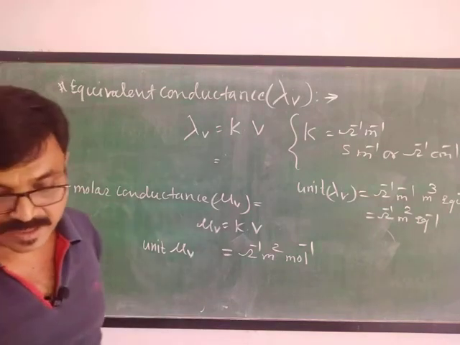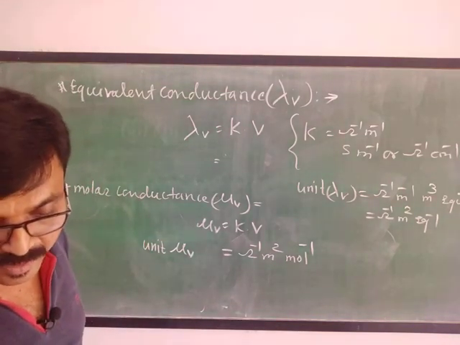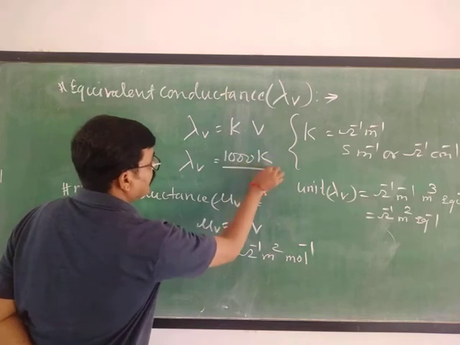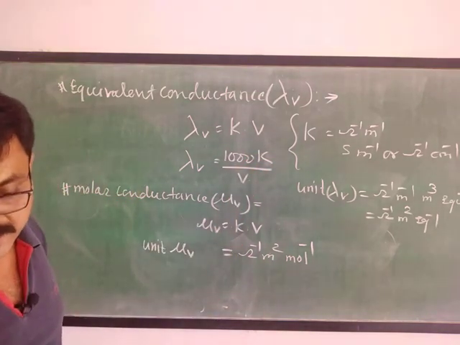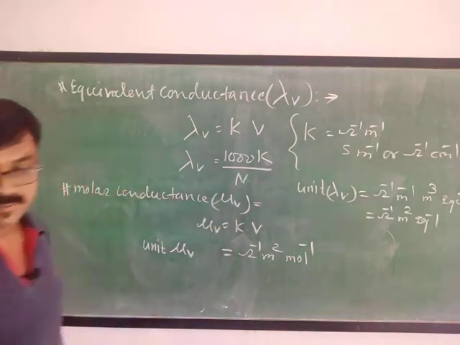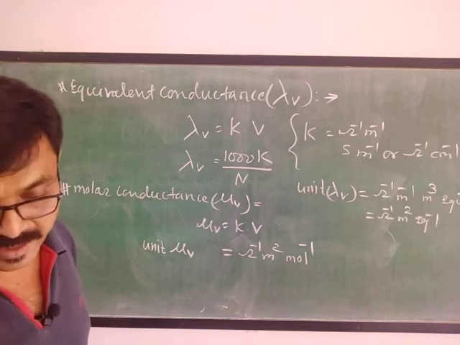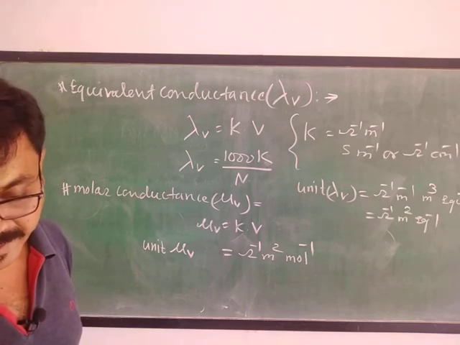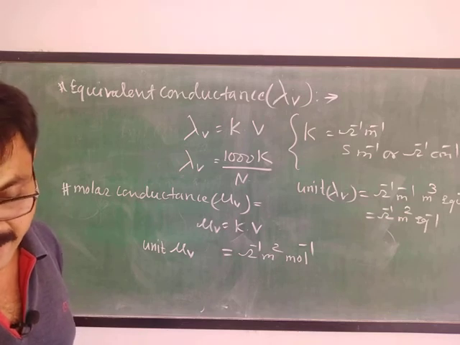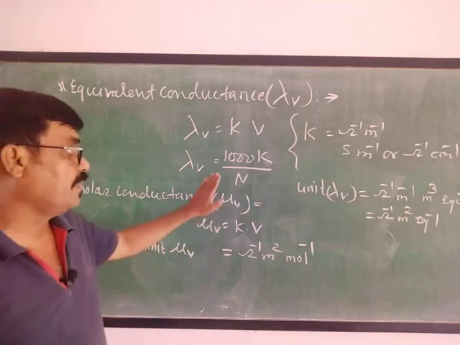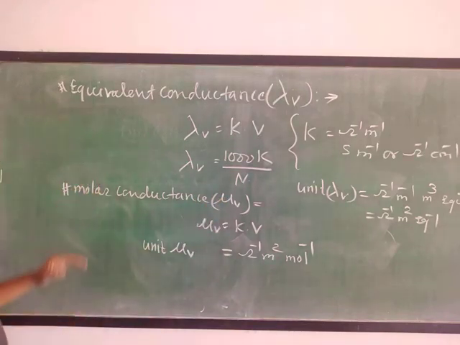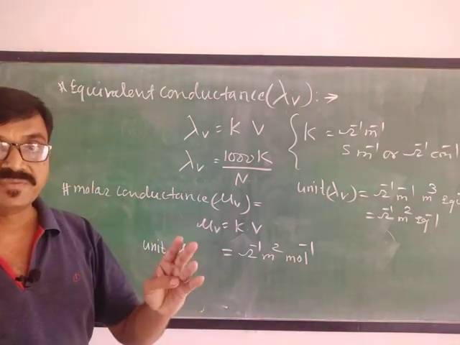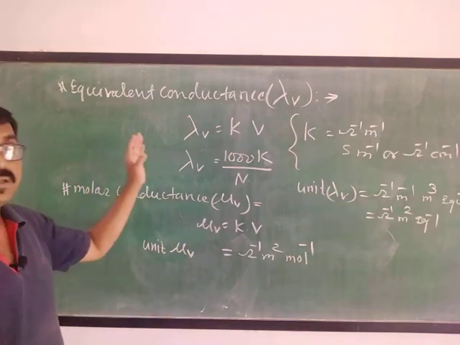Now this equivalent conductance lambda V is also represented as lambda V equals 1000 K upon N. Here this N comes because in general, if an electrolyte solution contains N gram equivalent per 1000 cubic centimeter of solution, then lambda V equals K into 1000 upon N. In this way, these are the different terms; today we come to know about specific resistance, specific conductance, molar conductance and equivalent conductance.